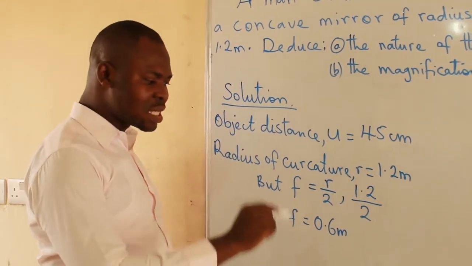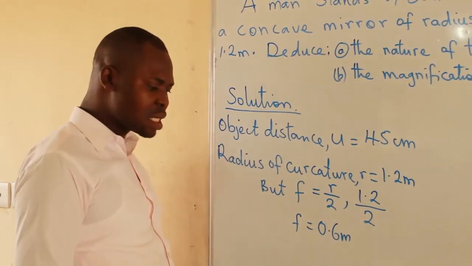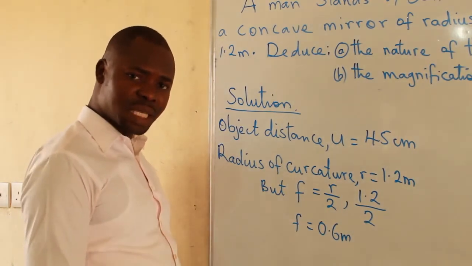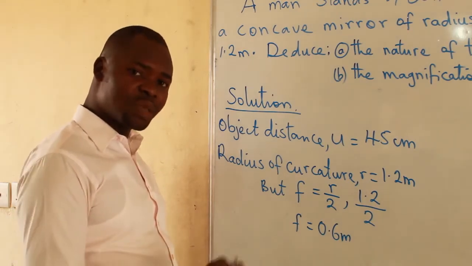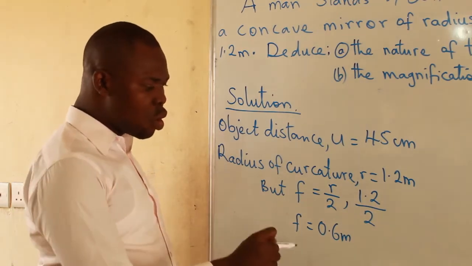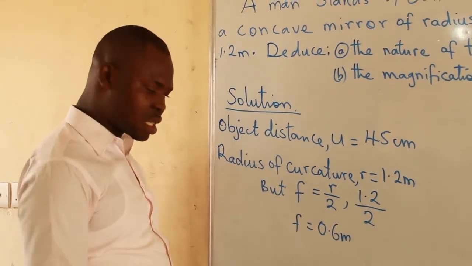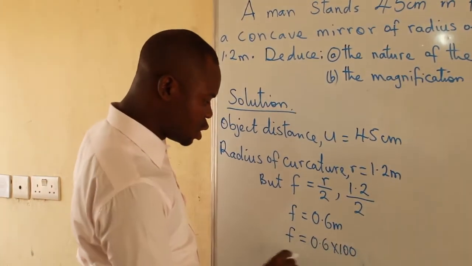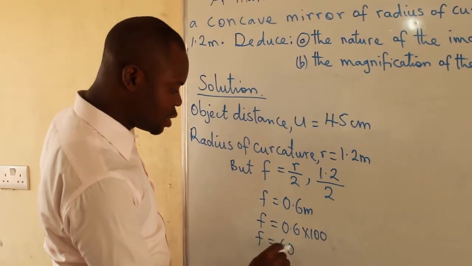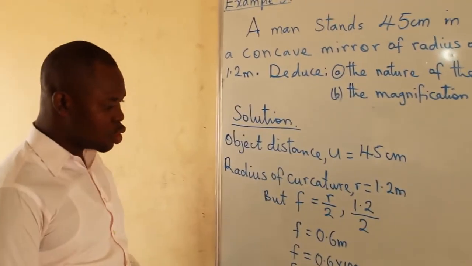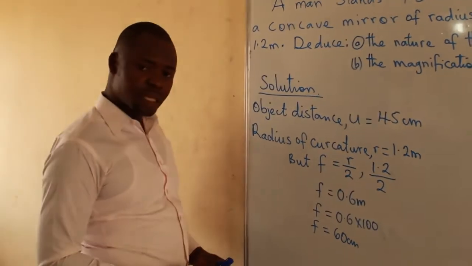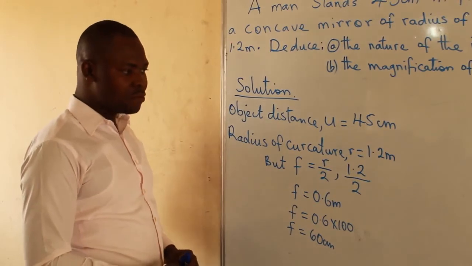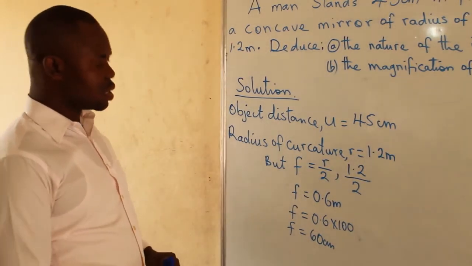So 0.6 meters. How many centimeters make 1 meter? 100 centimeters make 1 meter. Therefore, 100 multiplied by 0.6. So f equals 0.6 times 100, so f equals 60 centimeters. You can now work with your object distance and your focal length. They are both in centimeters. So you can work with them and then get your v, which is your image distance.